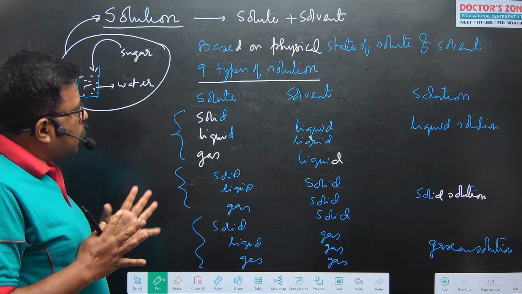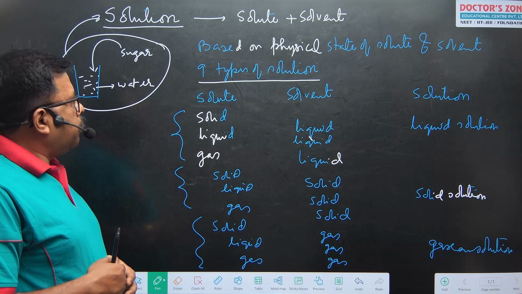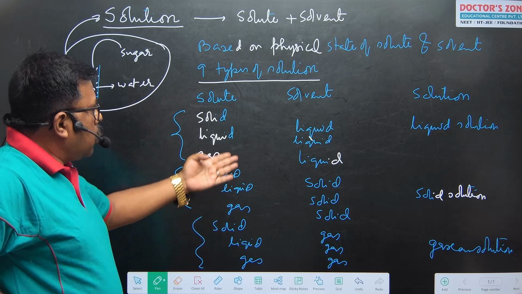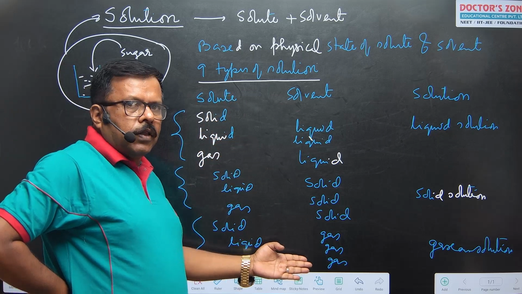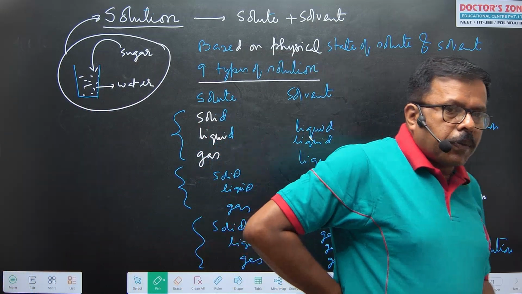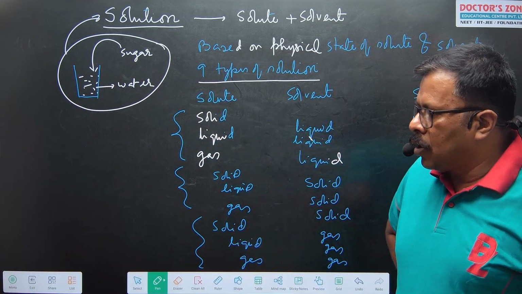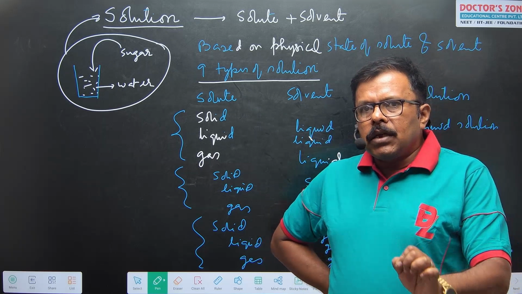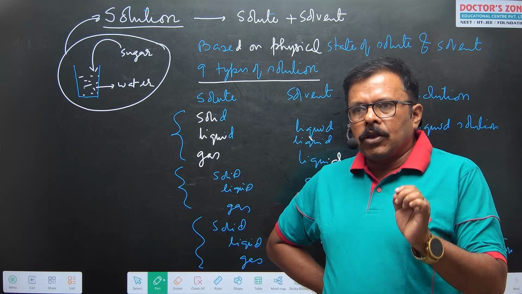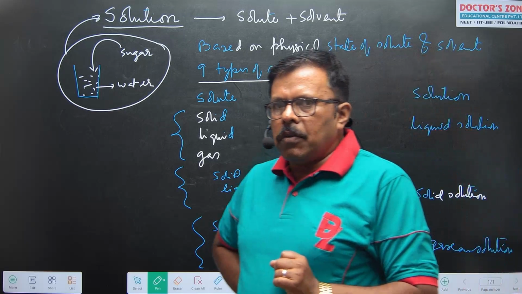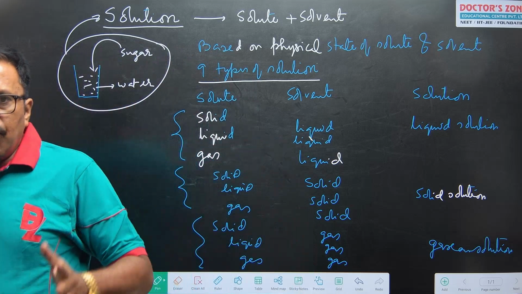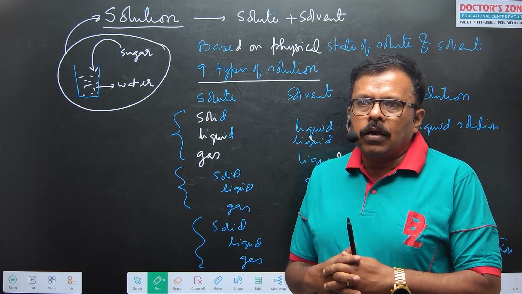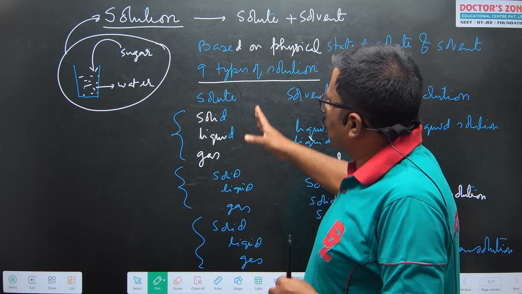So now I am telling you, solute can be in any one of the physical states, solvent can be in any one of the physical states. So actually, how can we understand in a solution which one is solute and which one is solvent? The one which is present in less amount in the solution is called solute. The one which is present in more amount is called the solvent. So this is the thing.